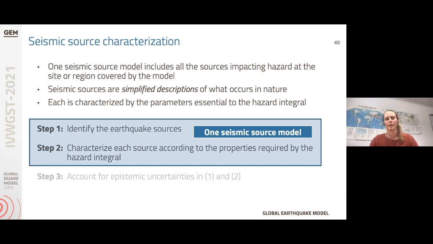Coming back to the steps that are required for seismic source characterization, we've now seen how to produce one seismic source model. We've identified the earthquake sources and characterized each so that the hazard integral is able to evaluate them. The final step, accounting for epistemic uncertainty, will be covered in the logic tree segment.